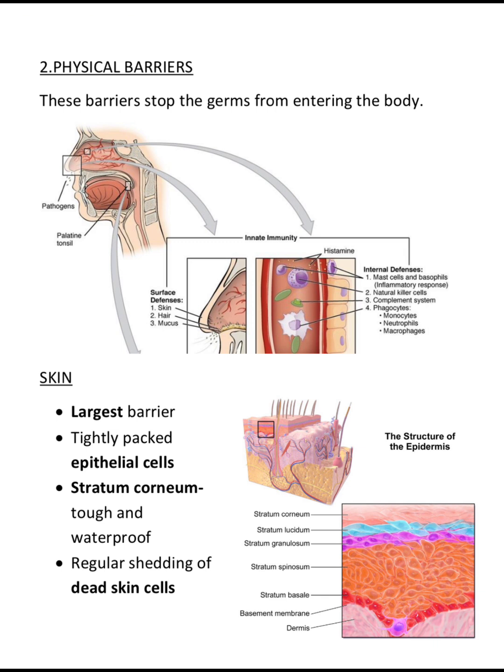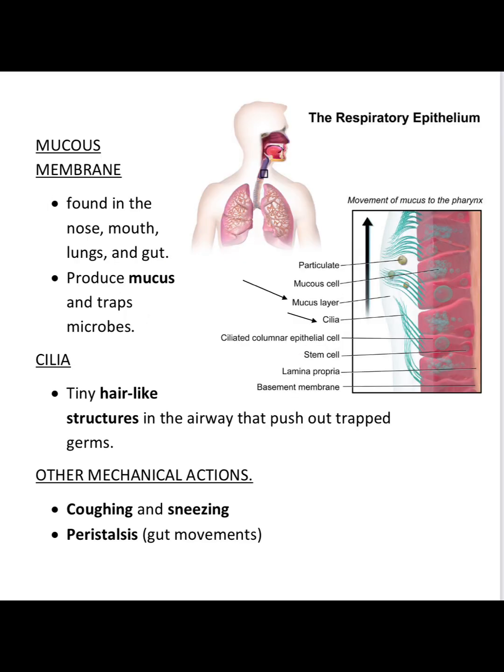As we all know, skin is the largest organ and the most important physical barrier. It is made up of tightly packed epithelial cells. The outermost layer, stratum corneum, is tough and waterproof, which makes it hard for bacteria to cross it. The regular shedding of dead skin cells also removes any attached microbes. Mucous membrane.